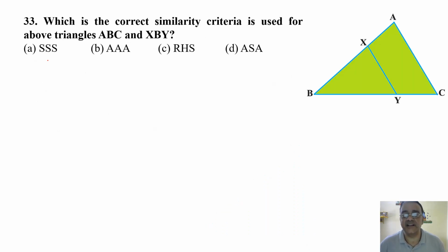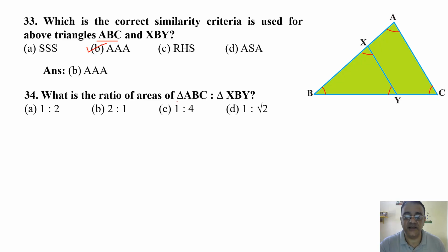Which is correct similarity criteria used for triangle ABC and triangle XBY? See, this is the common angle and these two angles are also equal, corresponding angles, and these two angles are also equal, corresponding angles. ठीक है, तो these two triangles are similar by AAA similarity. Actually AAB होता है but option is not there, so AAA similarity. Correct option is B. Next question, what is the ratio of areas of triangle ABC to triangle XBY?